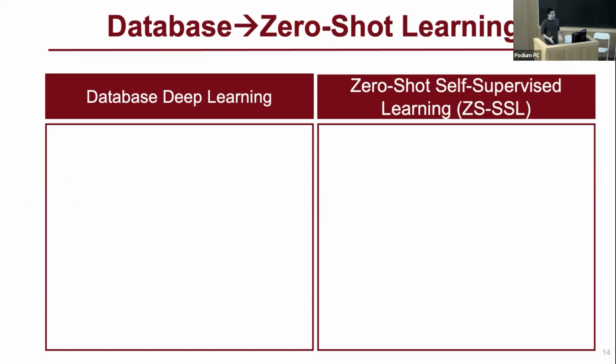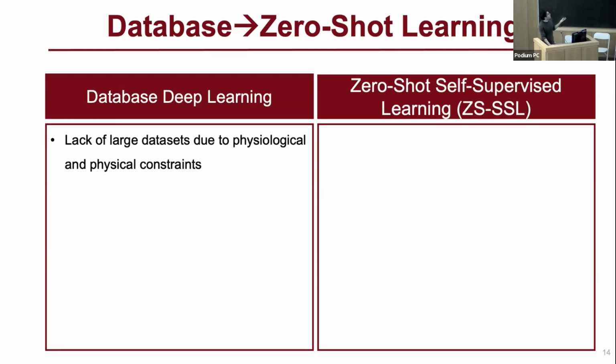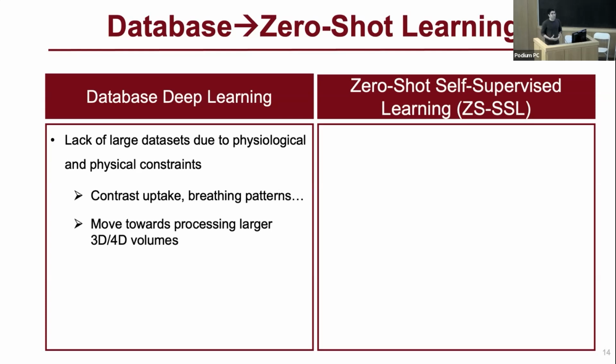So far, we have discussed having labeled data and having an unlabeled data set. But what if you don't have a data set, which can actually be the situation as well? The reason is those physiological and physical constraints. We cannot acquire a very high quality database due to contrast uptakes or different breathing patterns. And as we have seen in other talks, there is a move towards processing larger 3D and 4D volumes. And for those cases, we don't have a data set.